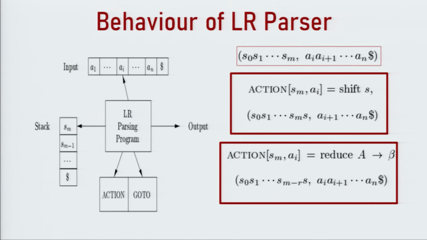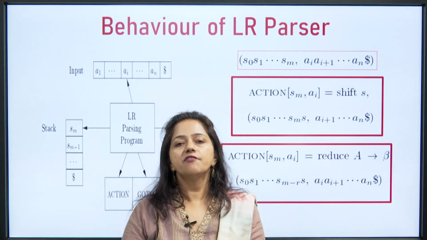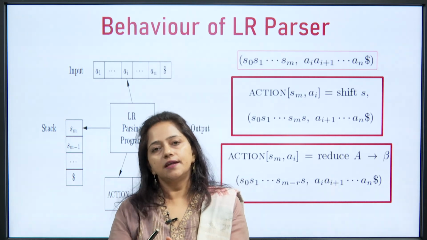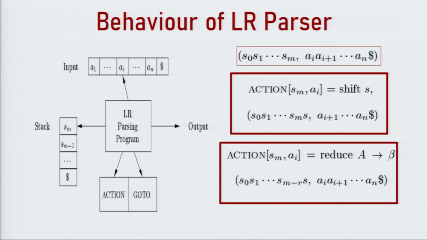Now, this is with respect to the behavior of the LR parser. The LR parser basically does 4 actions: shift, reduce, error and accept. We will focus on shift and reduce. Suppose the current input symbol is AI and at the top of the stack we have SM. So, this is AI and SM, and 4 actions are possible.